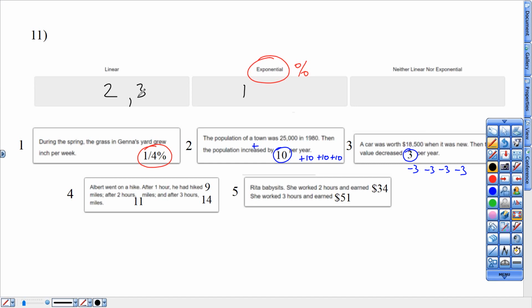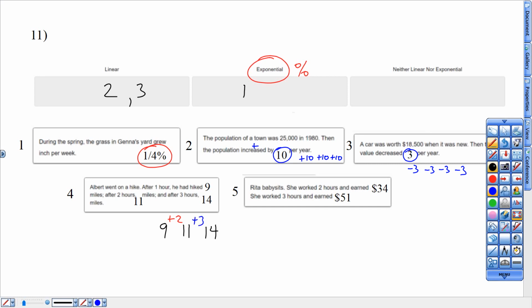The other ones, I got to do a little bit of math. So 9, 11, 14. I need to see how much I'm increasing by right there. I can see from 9 to 11 going up by 2, but from 11 to 14 going up by a different number, 3.